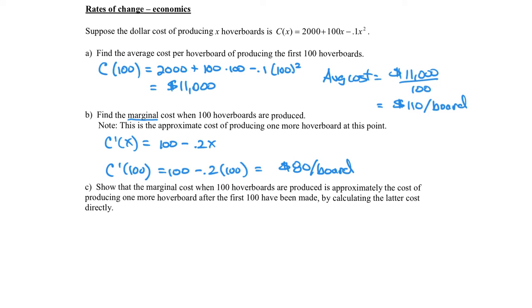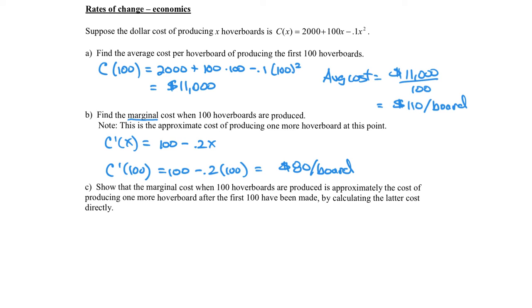And you may even notice that over here, the average cost of the first 100 hoverboards is $110 a board. But at this point, think of the assembly line as cranking out these hoverboards, and it's cheaper, right? We've made a bunch of them. So at this point, because of economies of scale, the board is only $80 a board, even though on average for the first 100 it's $110 a board.